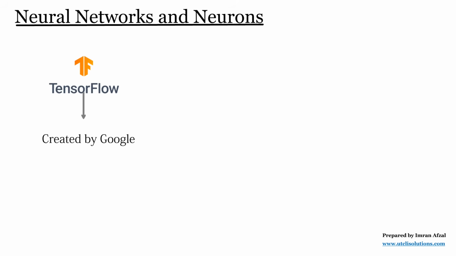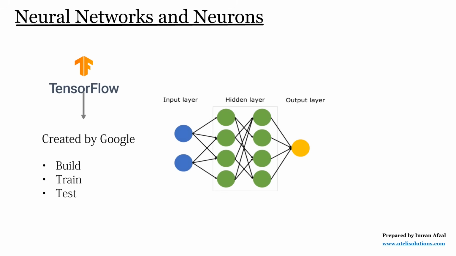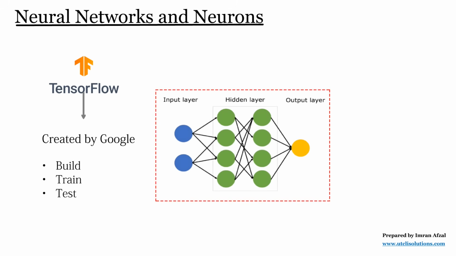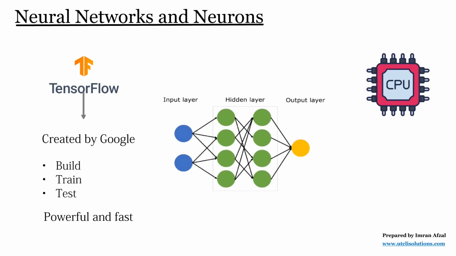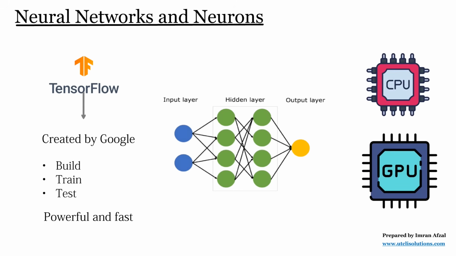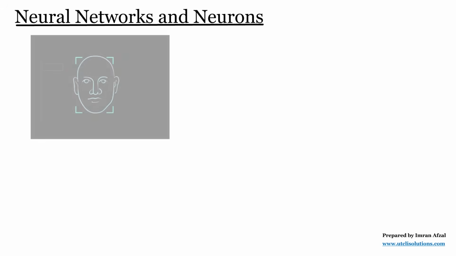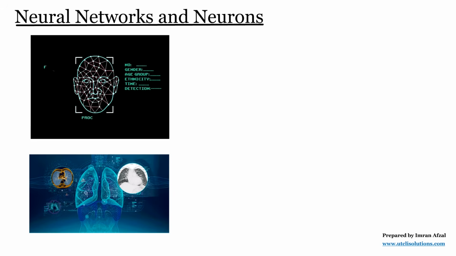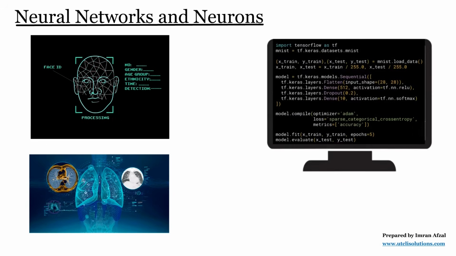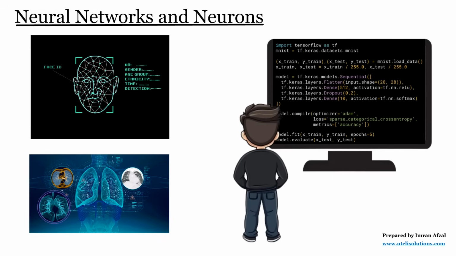TensorFlow allows us to build, train, and test deep learning models easily. It gives us blocks like Lego that we can put together to make a full neural network. TensorFlow is very powerful and fast. It can run on CPUs and GPUs, and it is used in real applications, from recognizing faces to detecting diseases from X-rays. But TensorFlow can be hard to read and write for beginners.